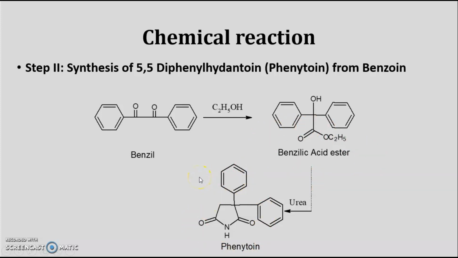So in this particular reaction there is involvement of the pinacol-pinacolone rearrangement. What is that pinacol-pinacolone rearrangement? I will explain it while explaining the mechanism. So here you can just remember the reaction involved in the second step, in which we carry out the synthesis of phenytoin from benzil, where benzil is first treated with alcohol, that is ethanol, and it will be converted to benzilic acid ester. This benzilic acid ester is reacted with urea, and it will be converted into phenytoin. Okay, so these are the chemical reactions involved in the synthesis of 5,5-diphenylhydantoin.